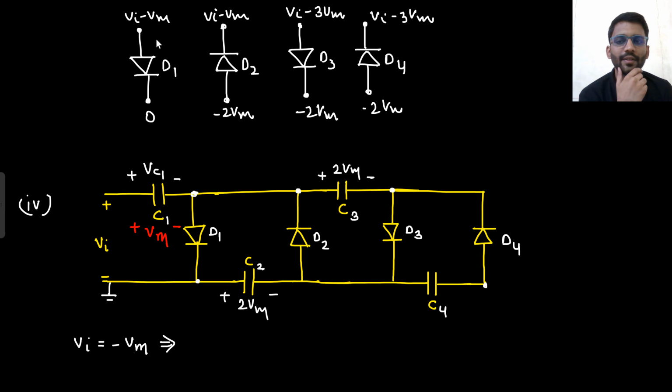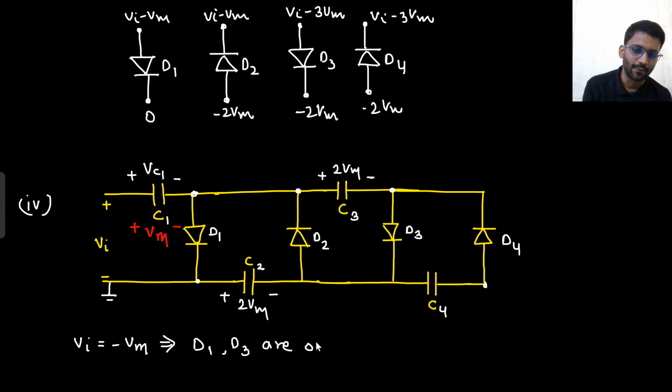Which one will turn on? D1 will turn on? No. When Vin is equal to minus Vm, this will be minus 2 Vm. D1 is off. What about D3? This is minus Vm, so this will be minus 4 Vm. Here minus 4 Vm, here minus 2 Vm. P is having more negative, so D1 and D3 are off.